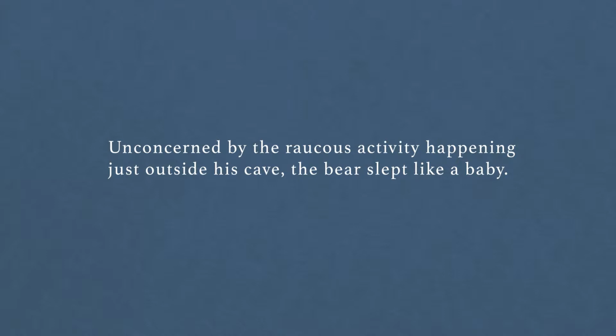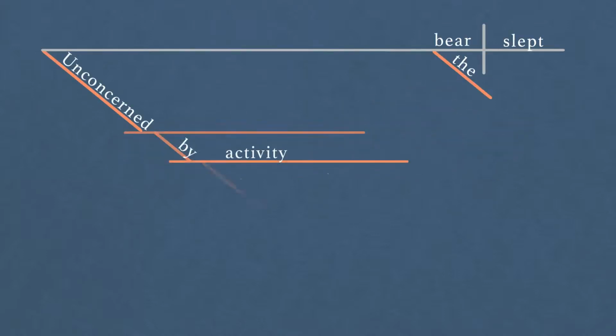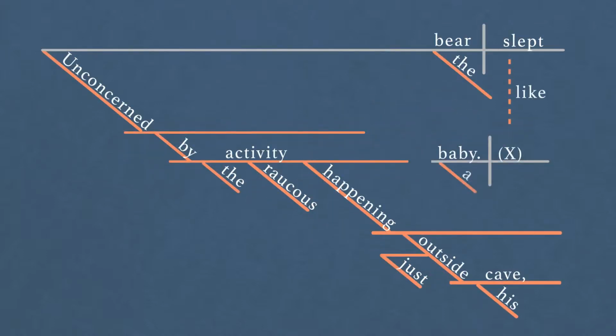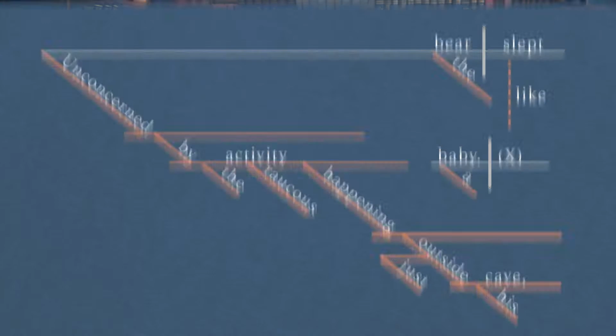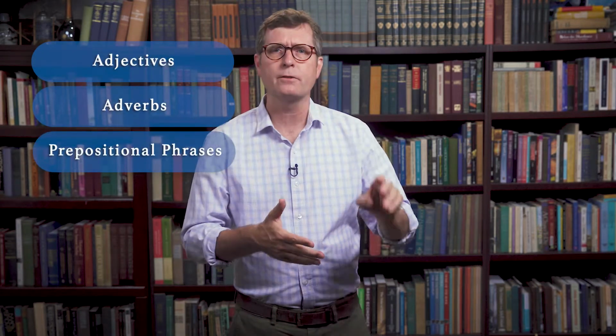And if you were to diagram those sentences, you'd see things sprouting off the main line and branching in all kinds of different directions. Now, everything that branches off that main line is what we call a modifier. A modifier tells what kind of person is doing the action. It tells how that action is being done. Adjectives, adverbs, prepositional phrases, participles, infinitives, these are modifiers.